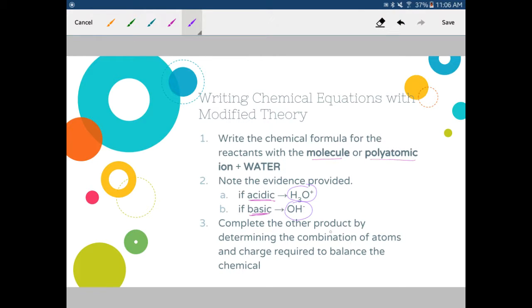Okay, we complete the other products by determining the combination of atoms and charge required to balance the chemical equation. One thing you need to keep in mind is that when we form a basic solution, we're forming this hydroxide from our water molecule. When we form this hydronium ion, we form that from our water molecule.